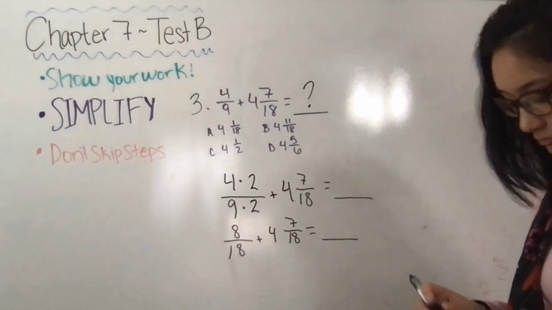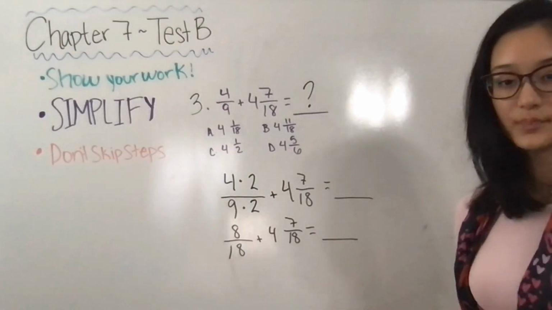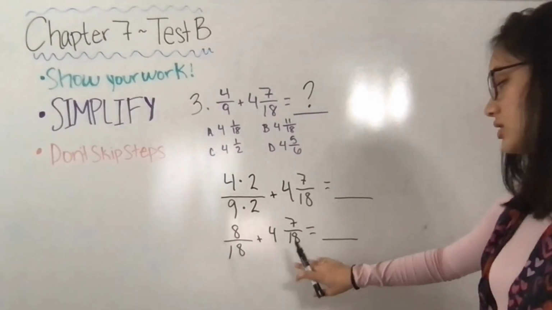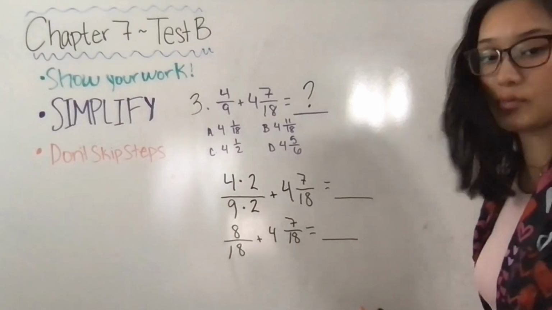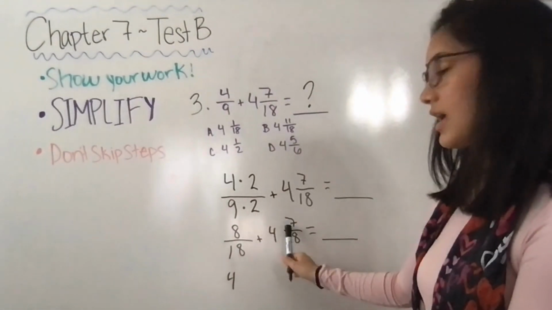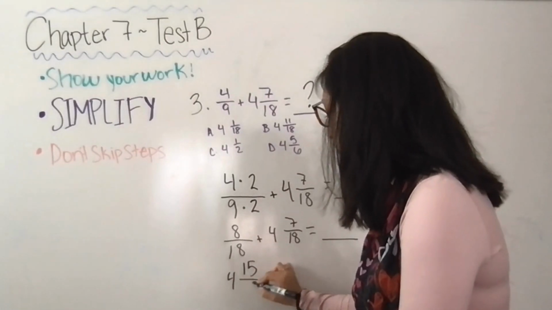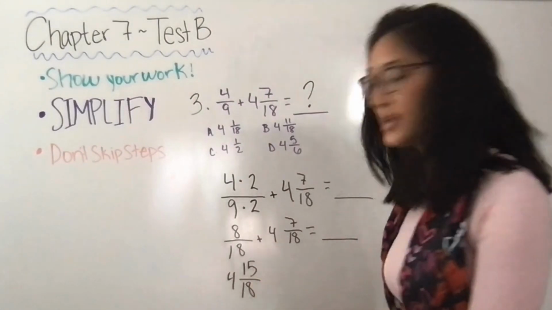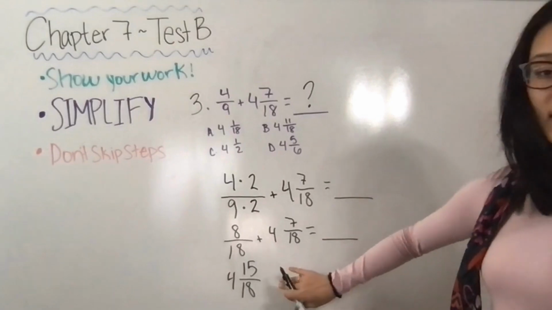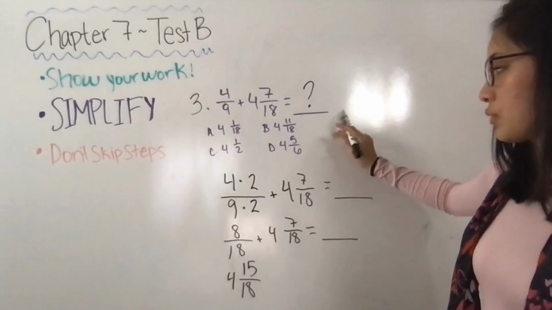Now, what do we do from here? You have to add them up now because there's a common denominator. This is 4 and 15/18. And you know that this can be simplified down because this isn't one of the answers that you were given.